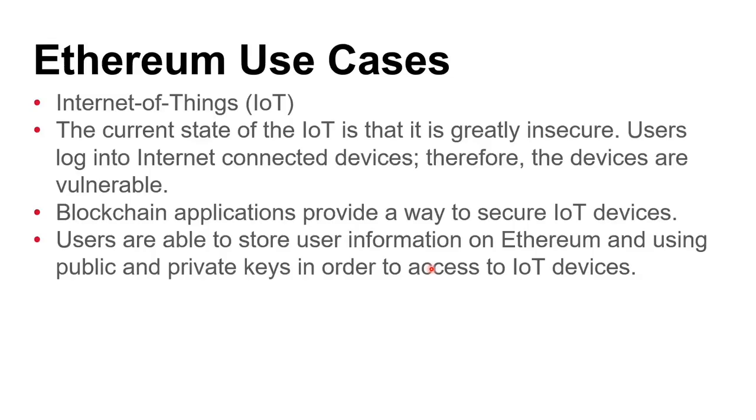Internet of Things. So as devices are connecting to the internet, and we don't even know, the IoT is considered to be greatly insecure because on these devices, nobody logs in, nobody connects to our Wi-Fi's. It just happens for us. And so therefore, you can use a blockchain to help these devices log in. So the devices on the Internet of Things are vulnerable. So blockchain applications provide ways for the IoT devices to log in and also disconnect. Users are able to store information on Ethereum or other blockchains using private and public keys in order to access the IoT devices.